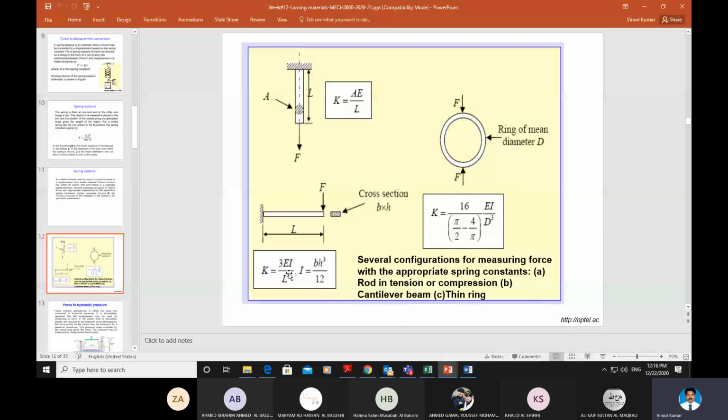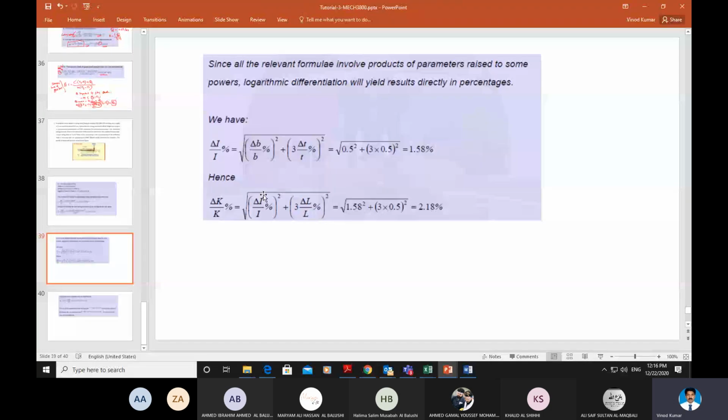So if you look at this carefully here, the same equation we apply. I equal to B h cube over 12, K equal to 3EI over L cube. And then we get the spring constant. So we have I already, we have spring constant already. Then we can find delta I over I. What is delta I over I?